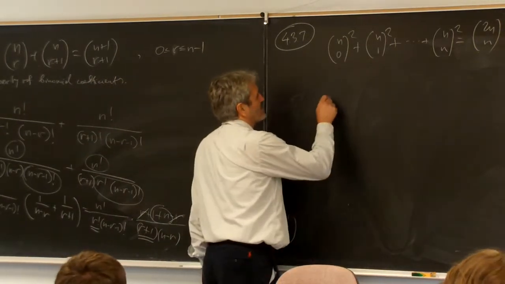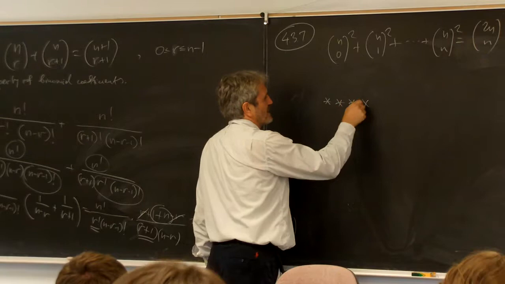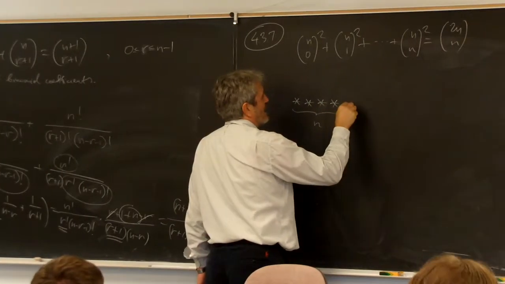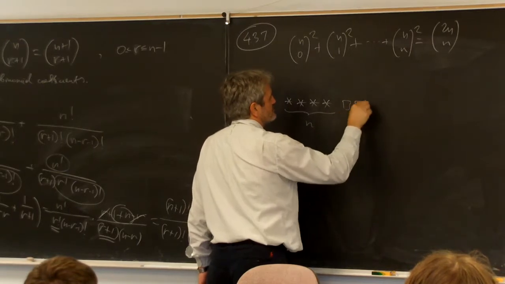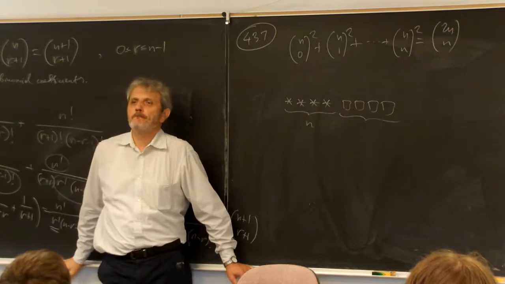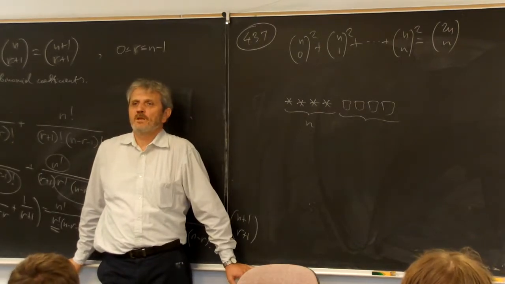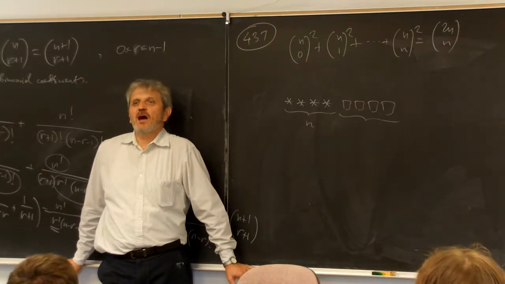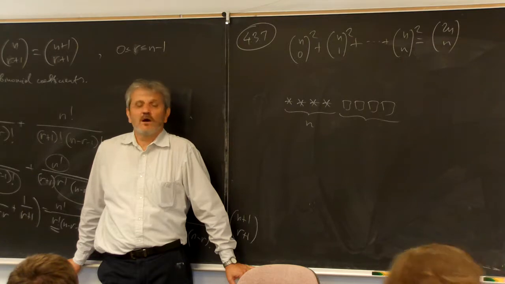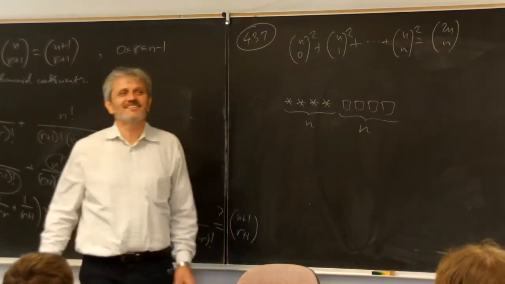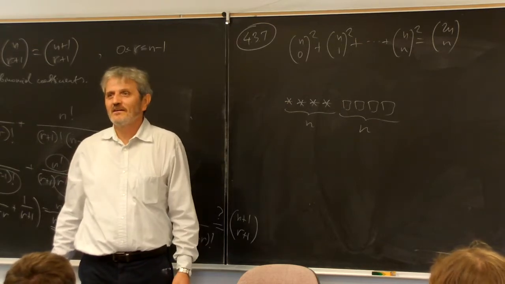Imagine that I have two sets of n elements, n stars and n squares. Okay? And suppose that I put them all in one heap. So how many objects altogether? In general, if it's n, you don't read the picture, you read the label. So is it 2n? Yeah.